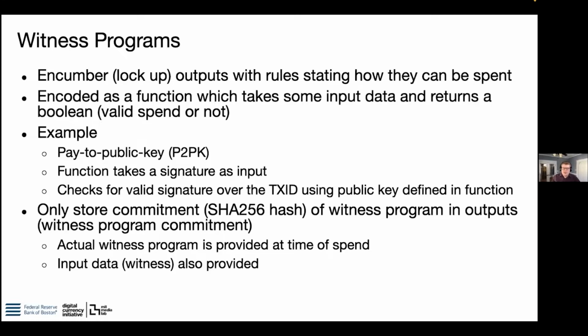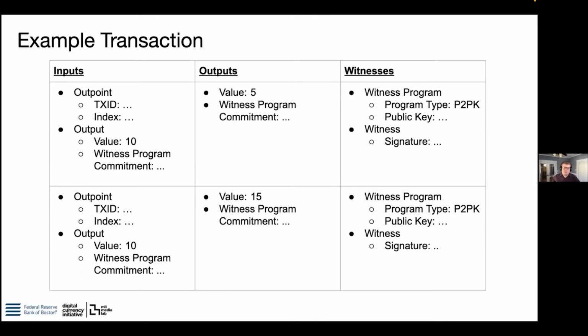So putting it all together, we end up with this example transaction. It's a 2 input, 2 output transaction. We have 2 inputs of value 10 that were created previously. We have their out points listed, as well as the output data stating the value and the witness program commitment. Then we're going to create 2 new outputs from these inputs, splitting the 20 total input into an output of value 5 and an output of value 15 with their own witness program commitments.